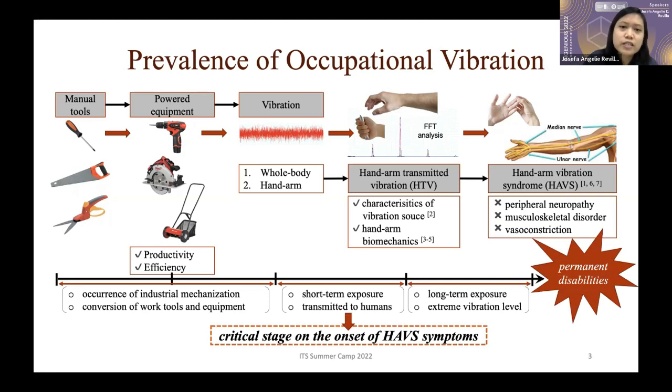So the critical stage when assessing the effect of vibration will be the onset or during the short-term exposure. So in the succeeding presentation, you can see that our focus will be on the short-term exposure to hand-arm vibration, because we consider that this is the critical stage, wherein we should be able to determine or discover the onset of HAV symptoms.